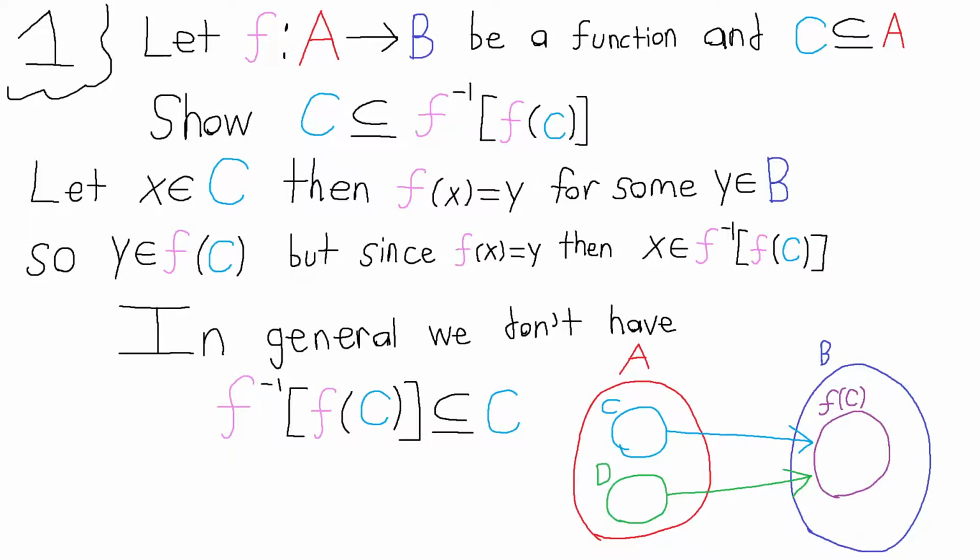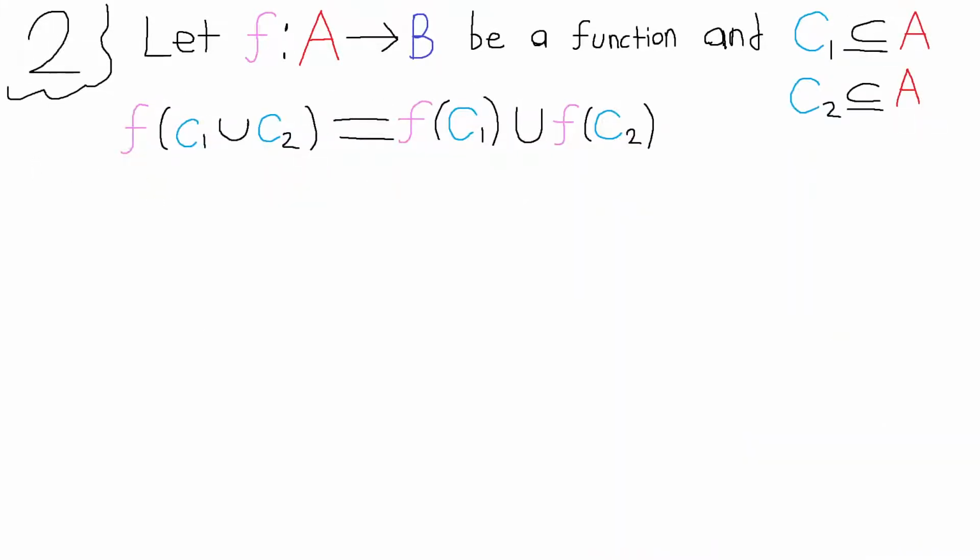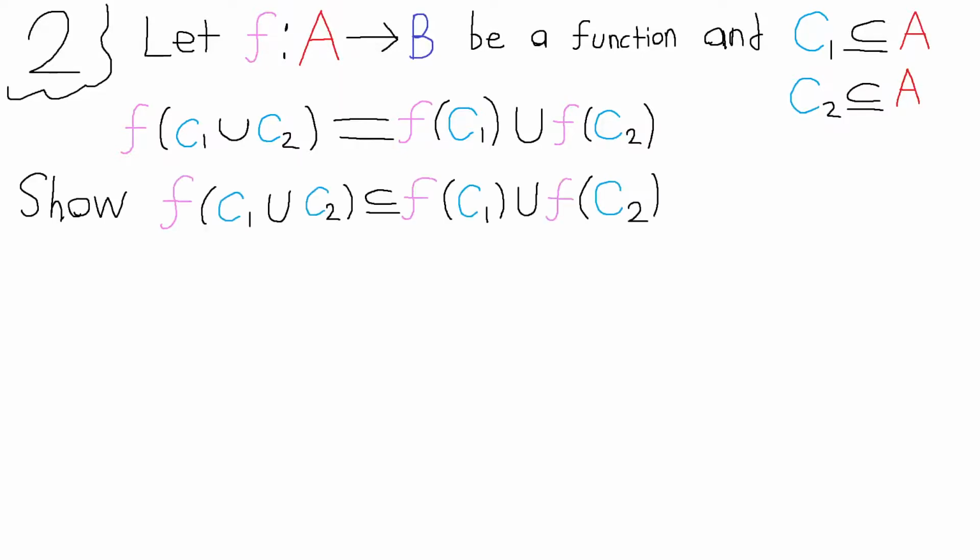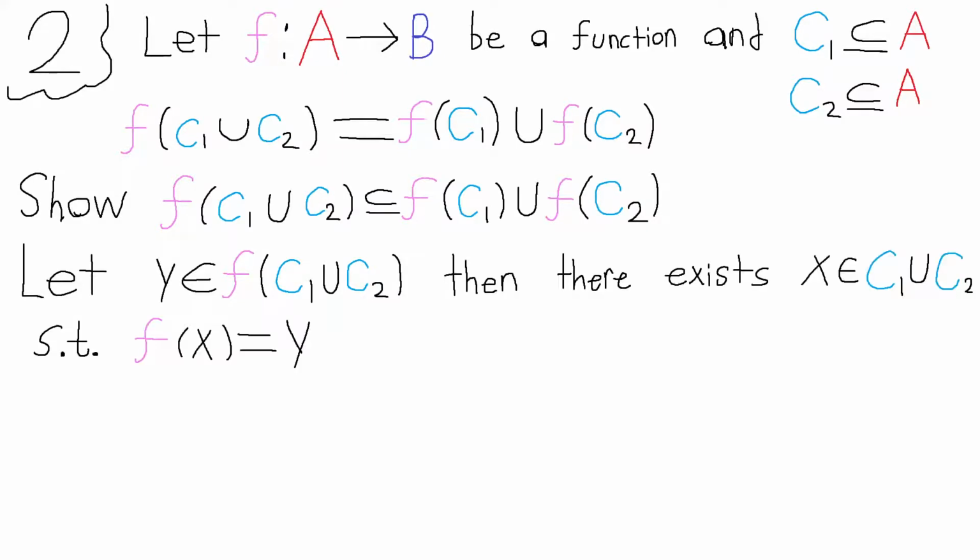Now let's move on to problem 2. Let f be a function from A to B, and let C1 and C2 be subsets of the domain A. Then we need to show that the image of the union of C1 and C2 is equal to the union of the images of C1 and C2. So first, we'll show that the left side is a subset of the right side. Let y be an element of the left side, the image of the union of C1 and C2. Then there must exist an element x in the union of C1 and C2, such that f of x equals y.